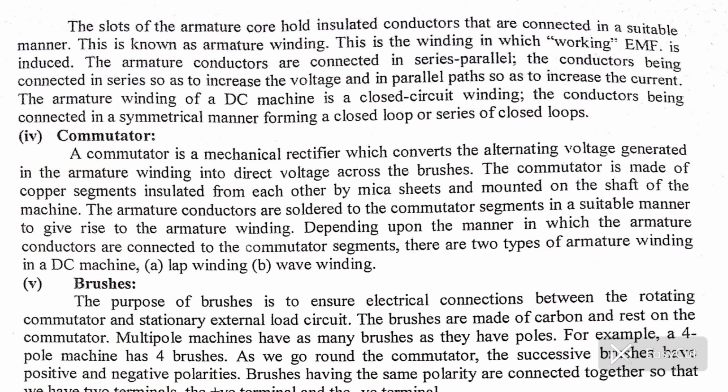Each armature conductor is connected to a commutator segment. As the shaft spins, the commutator keeps reversing connections at the right time, producing DC at the output. There are 2 common types of winding connections here: lap winding and wave winding.